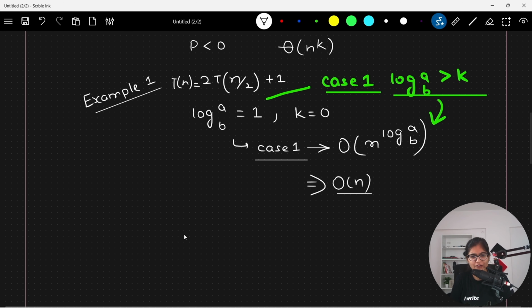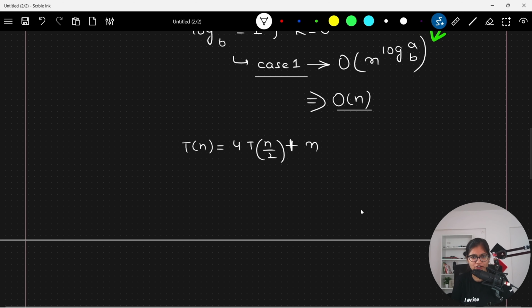If I want to give you another example in the same format, suppose 4T(n/2) plus, say, n. Suppose this is the equation that I am giving to you.